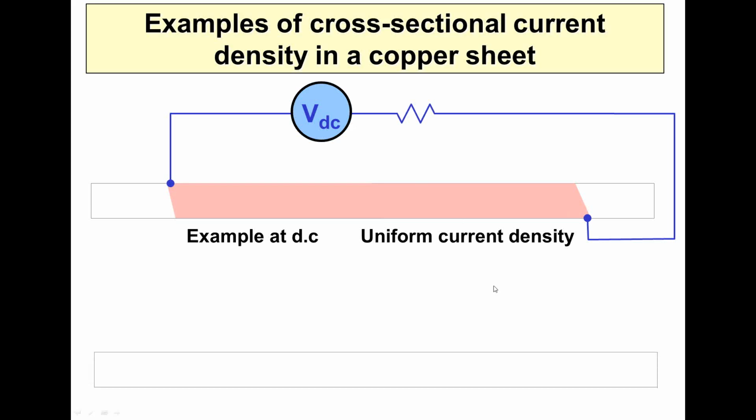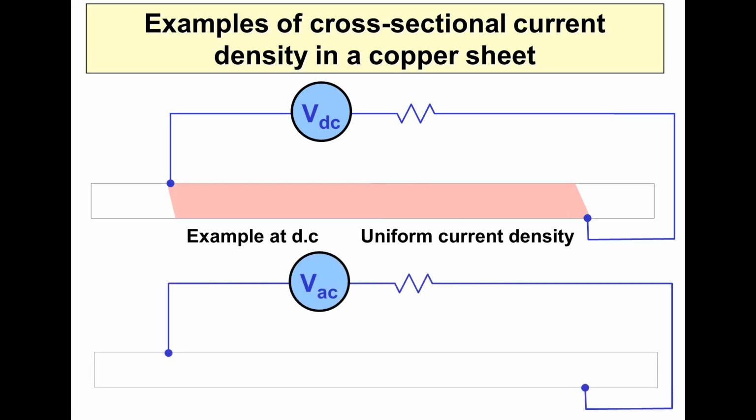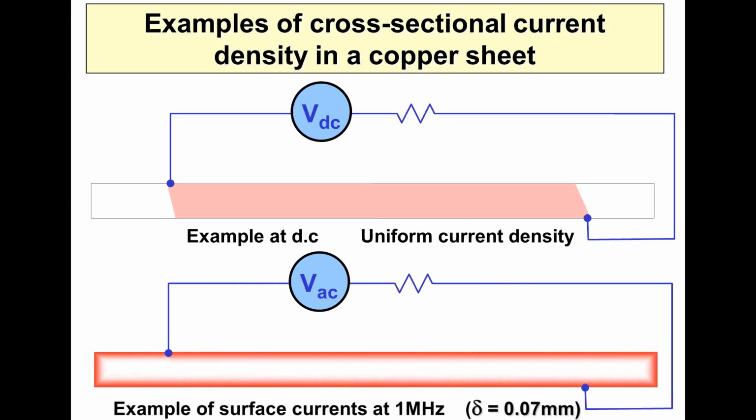Now then, let's increase the frequency from DC to a megahertz. Just a megahertz, nothing serious. What happens is the current has to flow around the surface. And that's just at a megahertz, because the skin depth at a megahertz is about 0.07 millimeters. Skin depth is the depth at which the current density drops by roughly a third, roughly 9 dBs.